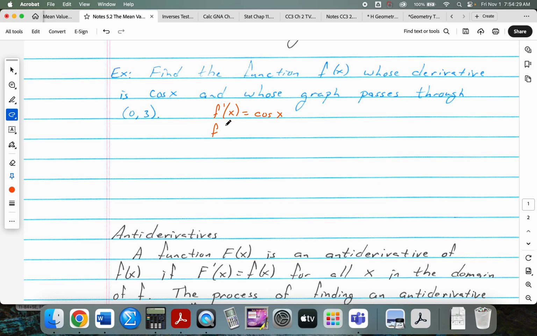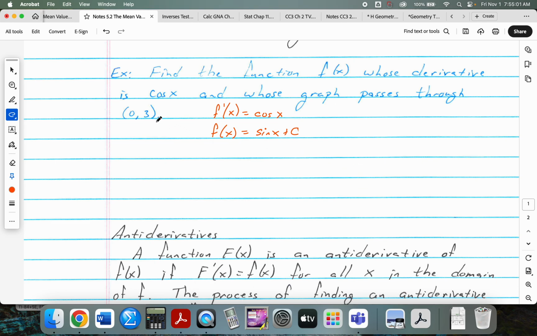So then, what's the simplest thing that f of x could be? Not sine. Yes, sorry, my fault. So it could be sine of x, but it could have any constant attached to it, right? So we'll just say sine of x plus c is the general form of that. We'll talk about it more in just a second.